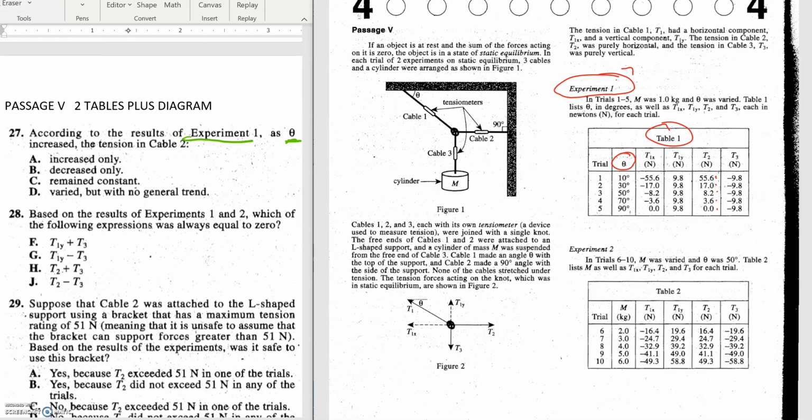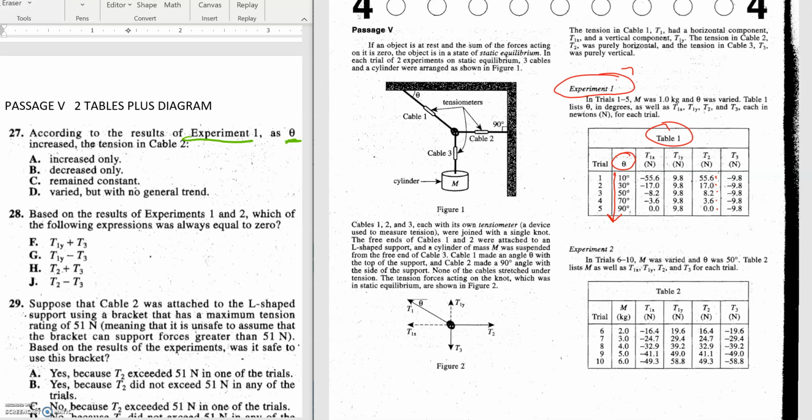As theta increased, all right? So it increases as it goes down the table. It goes from 10, 30, 50, 70, 90. So I found the second part, as theta increased. I know where that is. The tension in cable 2.